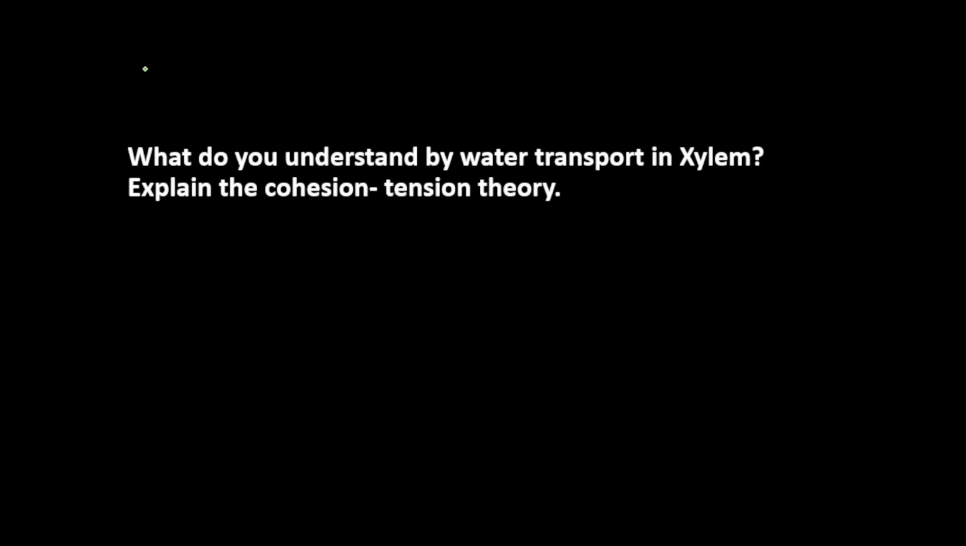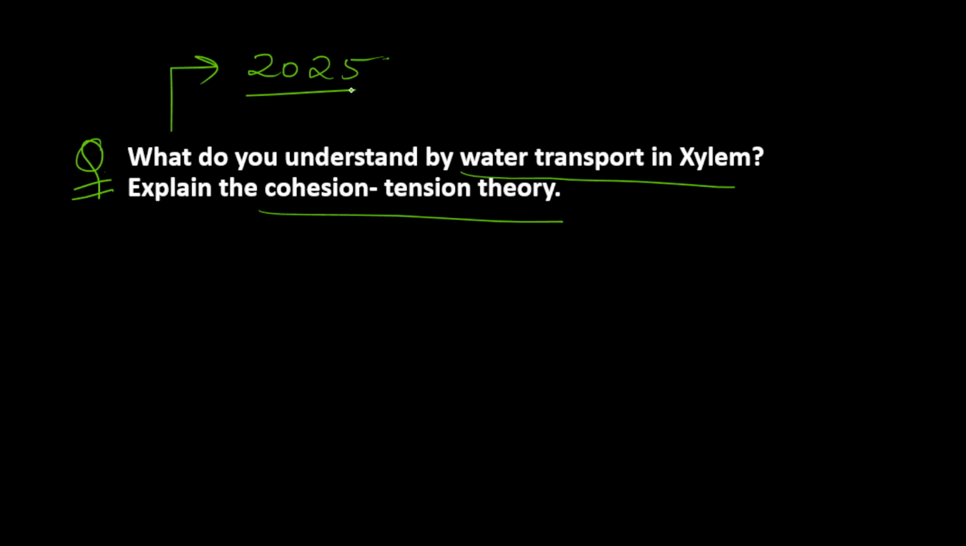So today we are going to discuss the next question of our agriculture optional answer writing practice series. And the question for today is, what do you understand by water transport in Xylem and explain the cohesion-tension theory? So this question was asked in this year's agriculture optional paper, that is in 2025 of UPSC Civil Services examination. So let's see how we can approach the answer.